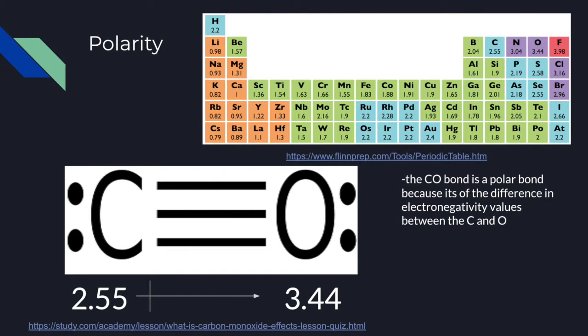So we can see in the periodic table that the range of electronegativity values is from about 0.75 to 4. If the difference between the two electronegativity values is greater than 0.4, then the bond formed between them is polar. For carbon monoxide, the difference between their values is about 0.9, which is greater than 0.4.